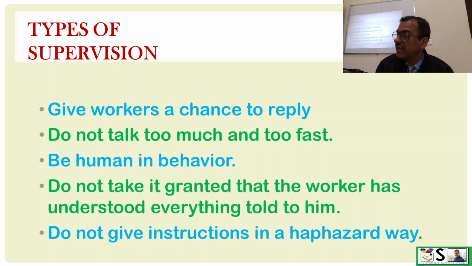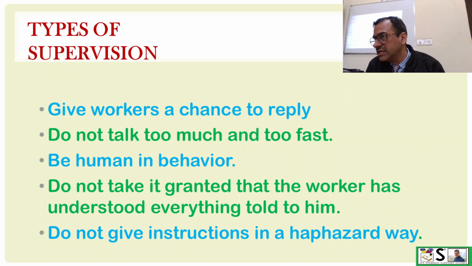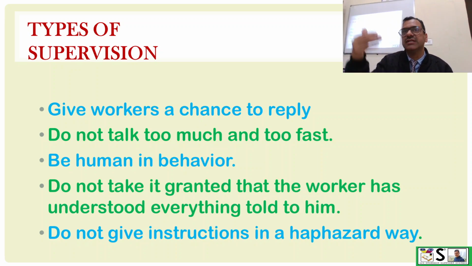Then in direct supervision, give workers a chance to reply. If she has made some mistake, then let him or her explain what the condition was at that time. Okay, listen to them. Do not talk too much or too fast. When you are supervising, you should speak in such a way that the subordinates can understand what you are saying. So do not speak very fast. While giving instruction, you should speak clearly.